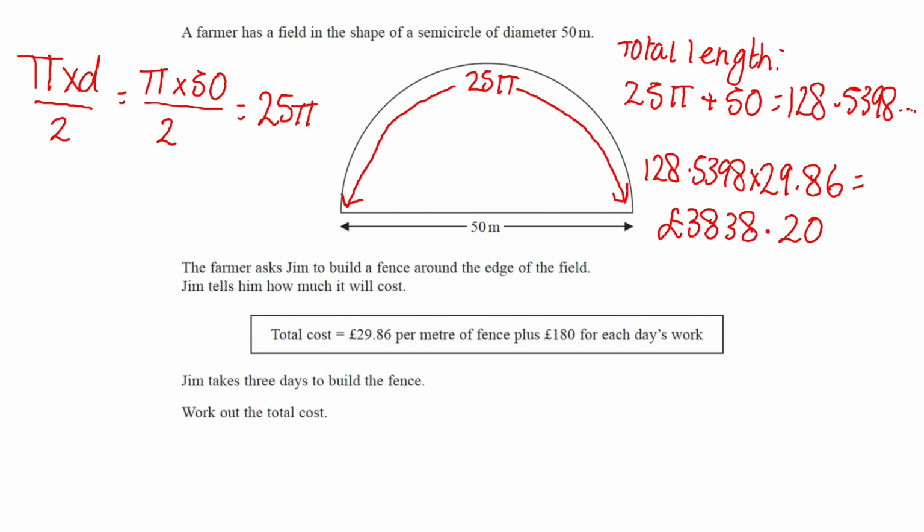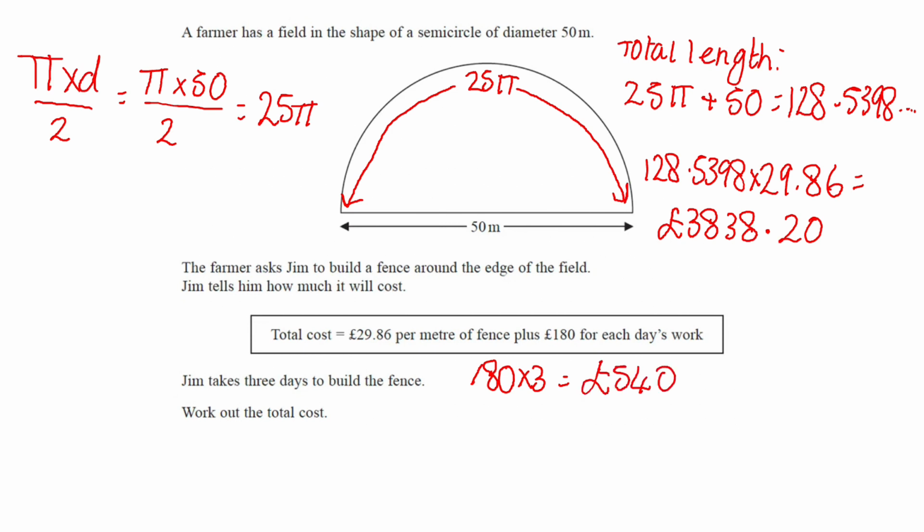And then it says it is £180 per day for each day of work. So, and he works for 3 days to build the fence. So we've got to consider those costs as well. So to work out how much it costs to hire Jim to do the fence, we need to do £180 times 3 because there's 3 days. So when we've done that, we will get £540.